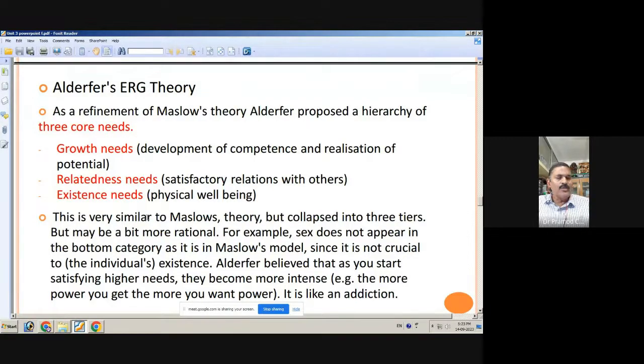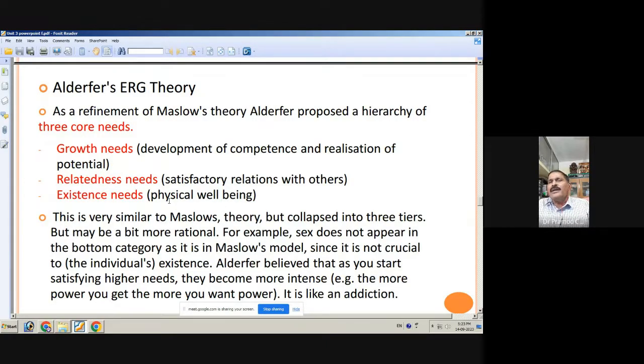Existence means the physical needs. When we are feeling hungry, we desire food, and whether food is available or not, if it does not exist, automatically we will search for another. Existence needs physical well-being to live in society and to have a physical life. We want to satisfy our physical needs.